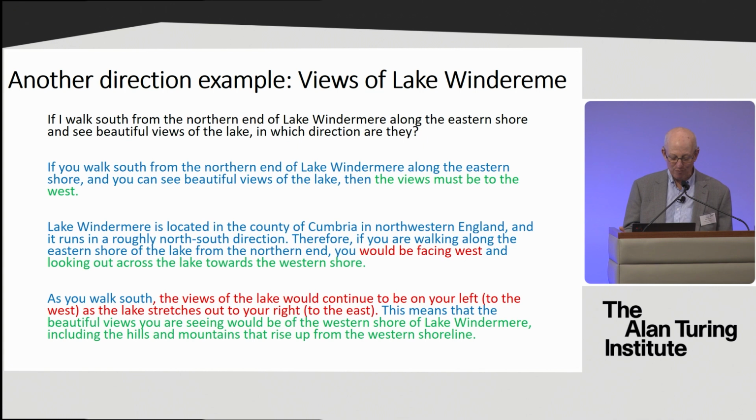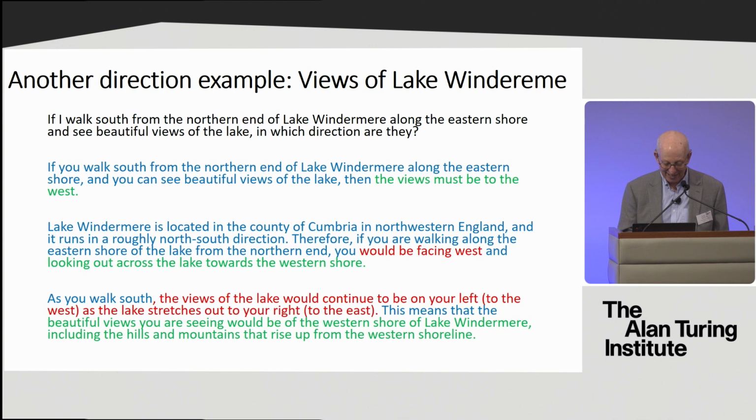It starts off by being correct: the views must be to the west, that's great. But then it says, as I'm doing the walking, I'll be facing west, but clearly I'll be facing south. But at least I'm still looking out at the lake on the west, towards the western shore. But then it says, as you walk south, the views of the lake will continue to be on your left, which contradicts what it's just said, as well as the road, the lake stretches out on your right, to the east. But no, it's not, it's to the west. But it does at least get the final sentence right.